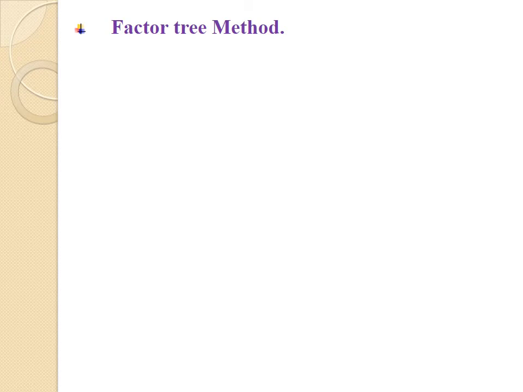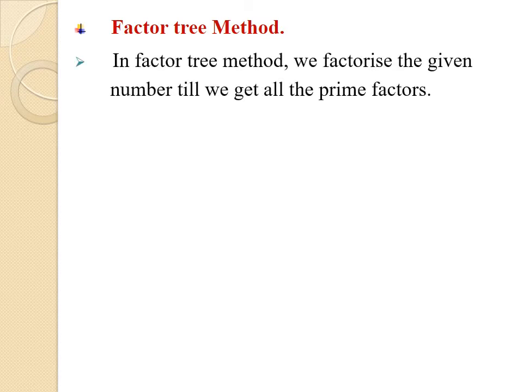Number 2. Factor tree method. In factor tree method, we factorize the given composite number till we get all the prime factors. For example, 12. Students, multiplying by which two factors or numbers you will get 12? Yes, the answer is multiplying 2 by 6. We get 12.